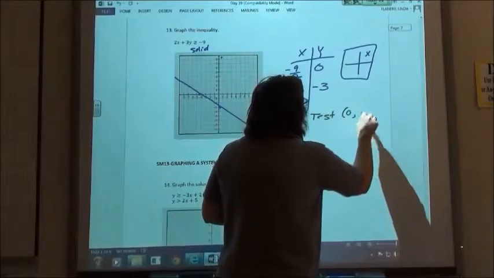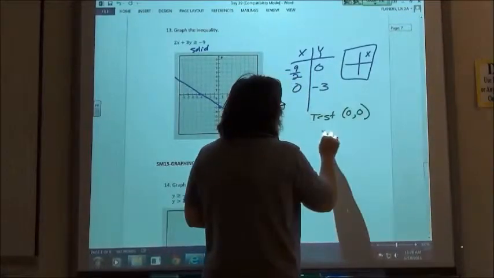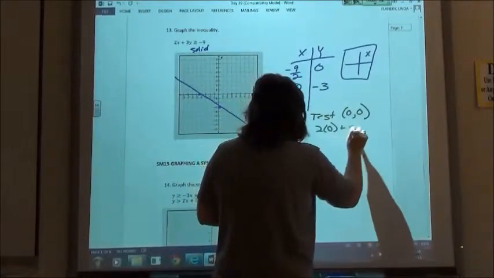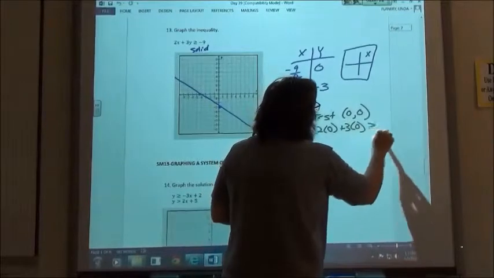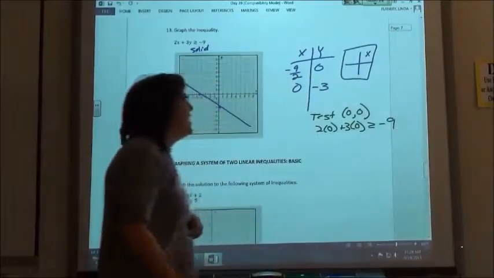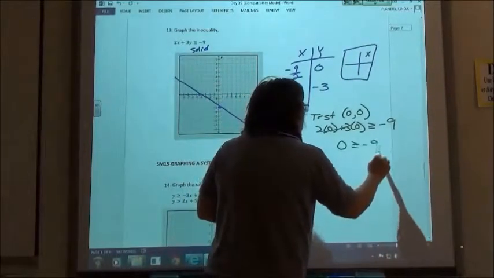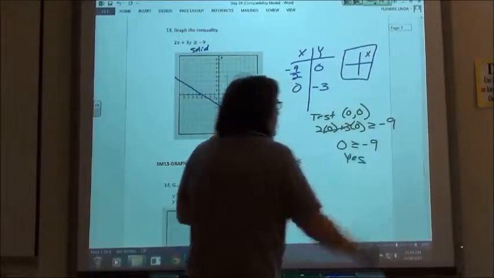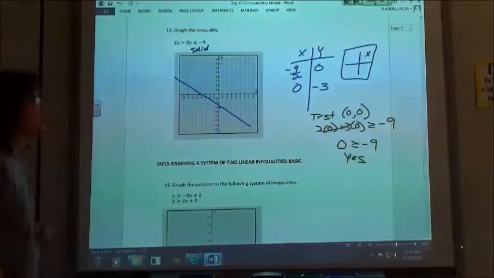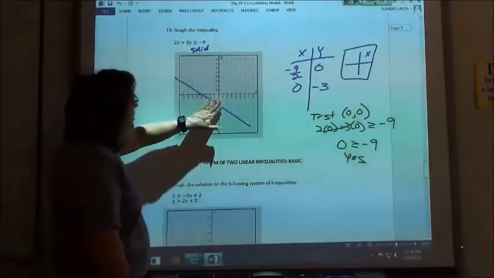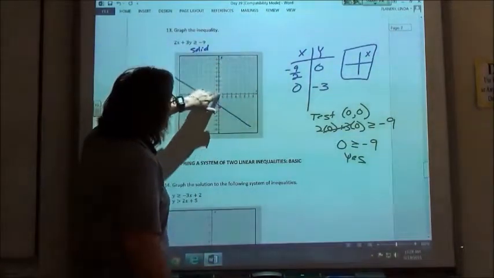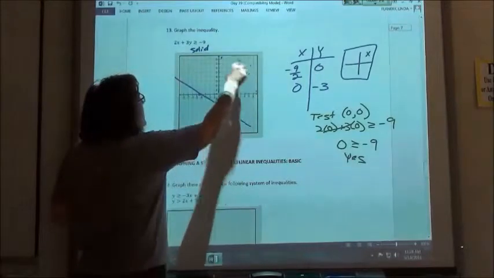So I'm going to test 0, 0. So 2 times 0 plus 3 times 0, is that greater than or equal to negative 9? This whole side will be 0. Is 0 greater than negative 9? Sure is. 0 is always greater than a negative number. So we're going to shade where the 0, 0 is, which is above this line.